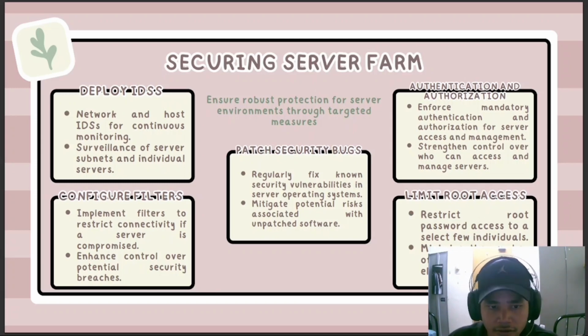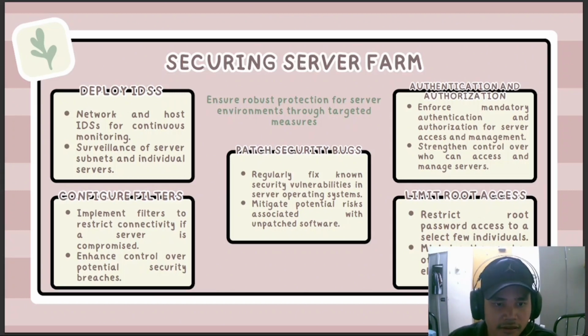Next is configure filters. We implement filters to restrict connectivity if a server is compromised. This filter enhances our control over potential security breaches. By promptly limiting access when a threat is detected, we can contain and neutralize potential risks before they escalate. It's about creating a dynamic defense system that responds swiftly to emerging threats.